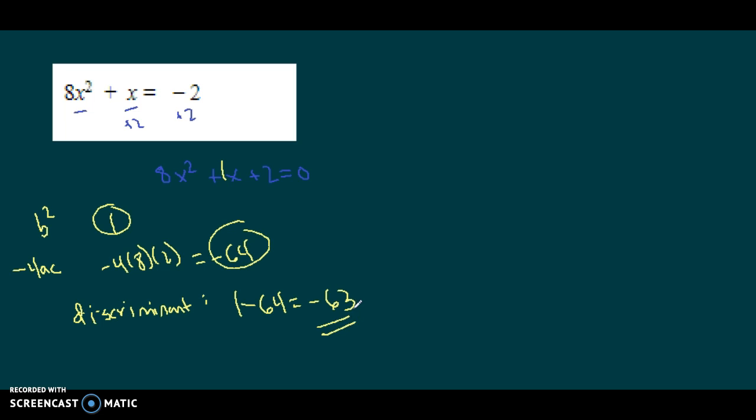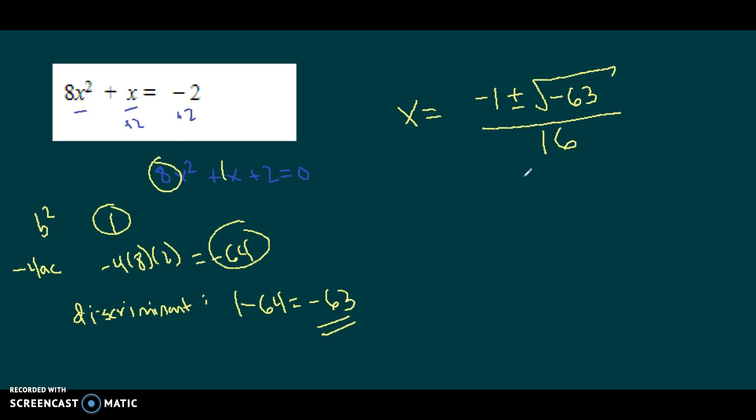That's a negative number. That means there's no real solutions, but now we have these imaginary numbers we can work with. So we're going to use that instead. x is going to equal the opposite of b plus or minus the square root of that discriminant, all divided by 2 times a. And in this case, 2a is going to be 16. I'm going to do that calculation mentally.